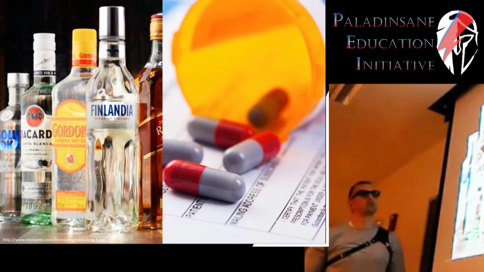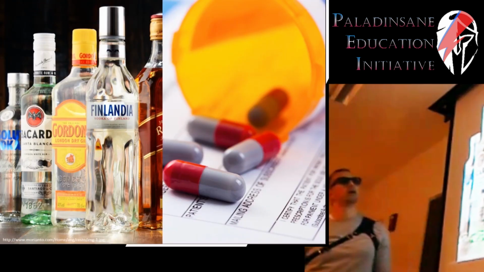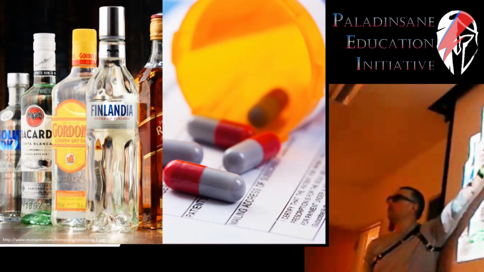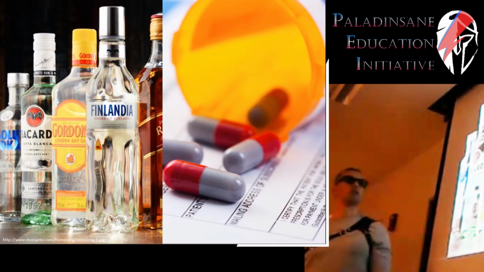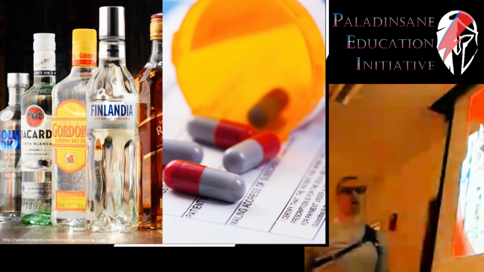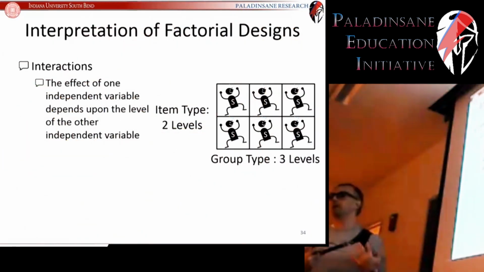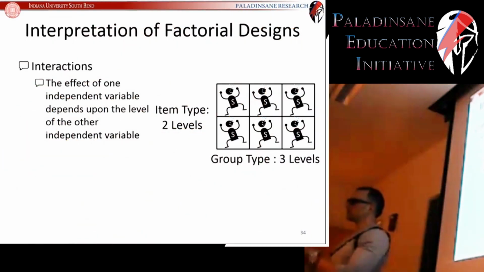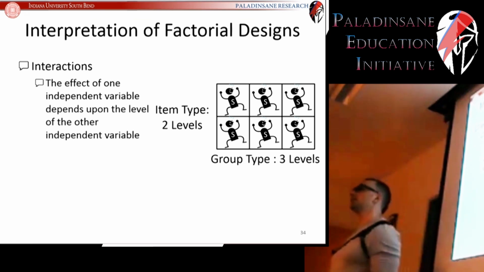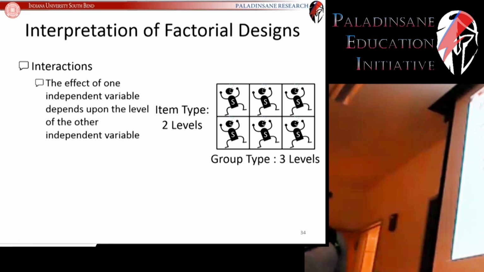So again, the prescription drug has one effect when you have zero alcohol in your system. The effect of the drug changes when you have more alcohol in your system. The effect of the drug interacts with the alcohol. So that's what we're looking for when we're talking about interactions. Does the variable do one thing in one situation and then do something completely different in another situation?